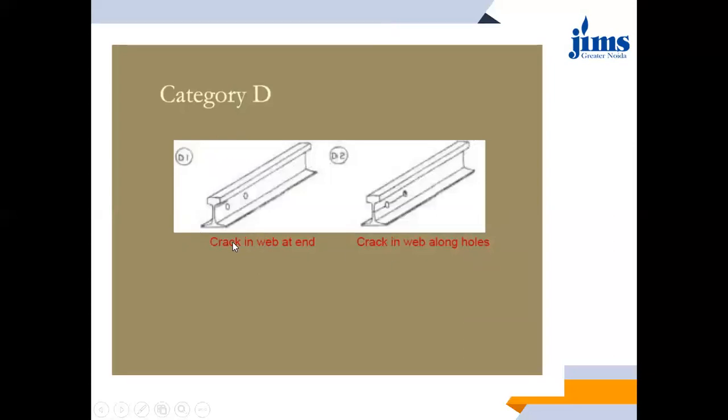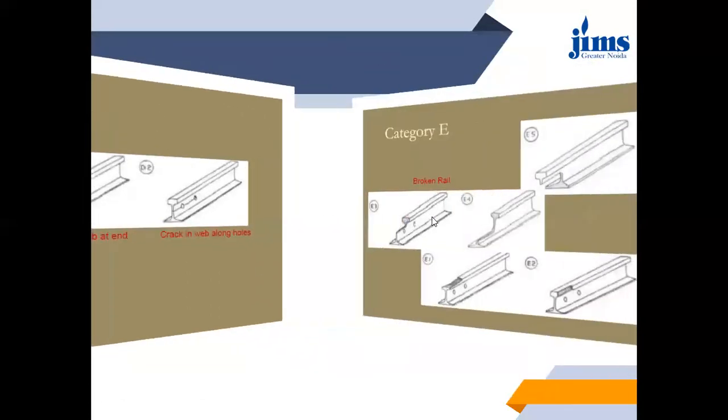This is an image of D category rail failures. Okay, so the first image is depicting the crack in the web at the end over here. Then the last image is a crack in the web along the holes. These are the holes where fish plates are provided, where we place fish plates and use fish bolts to join two rails. These are the holes which are used. These are also known as fish holes. So a crack in the web along the fish holes is also designated as a category D defect.